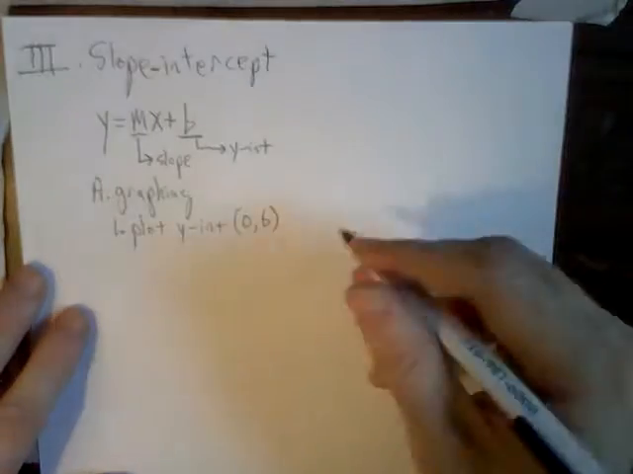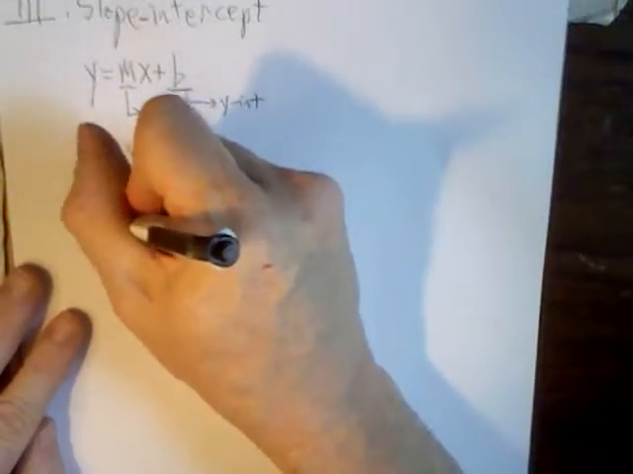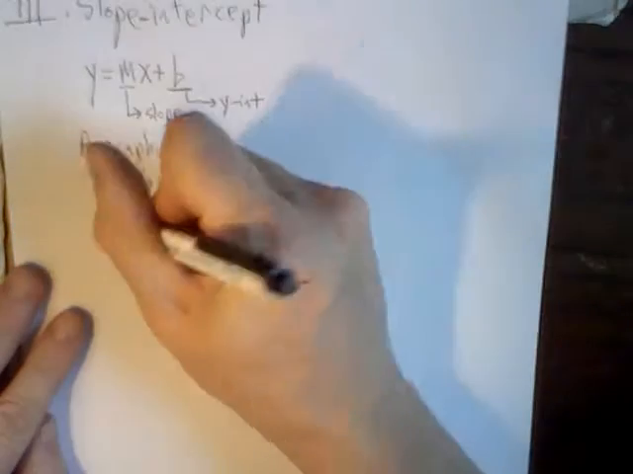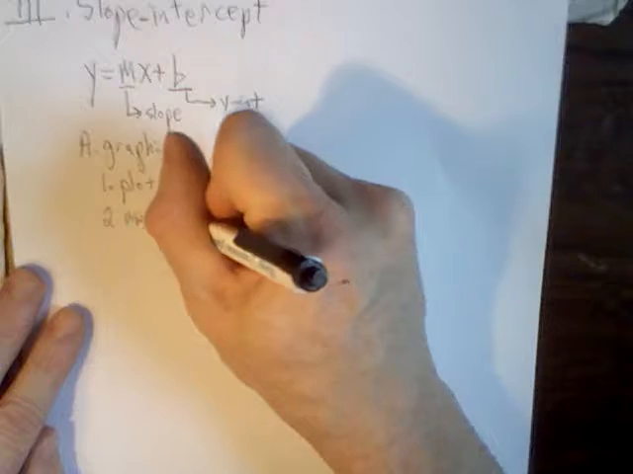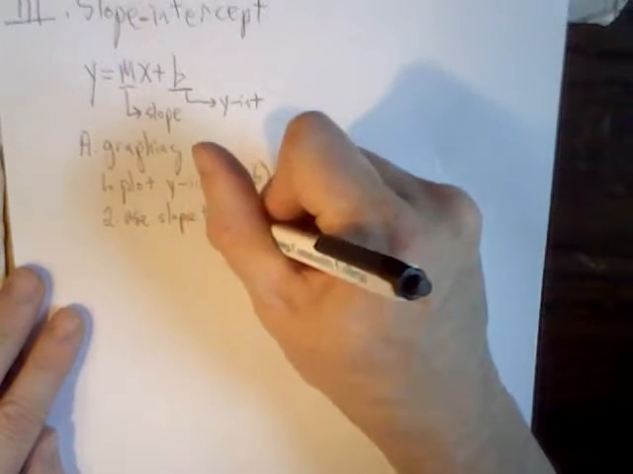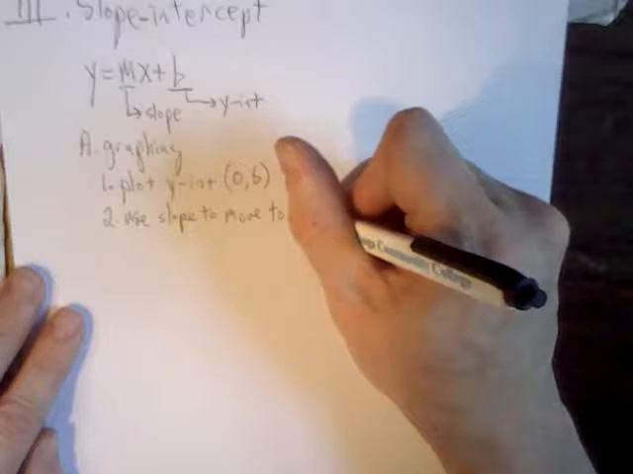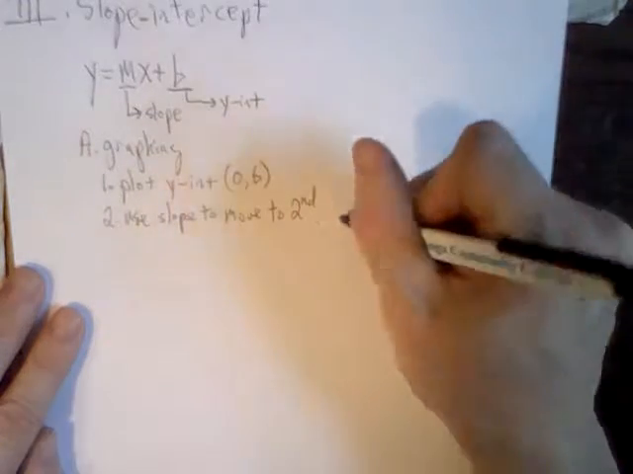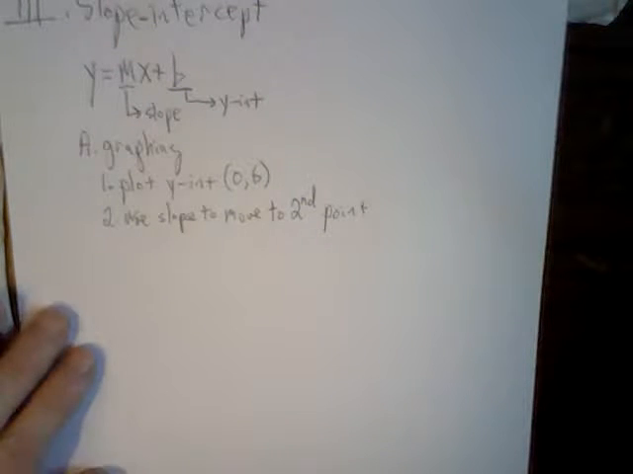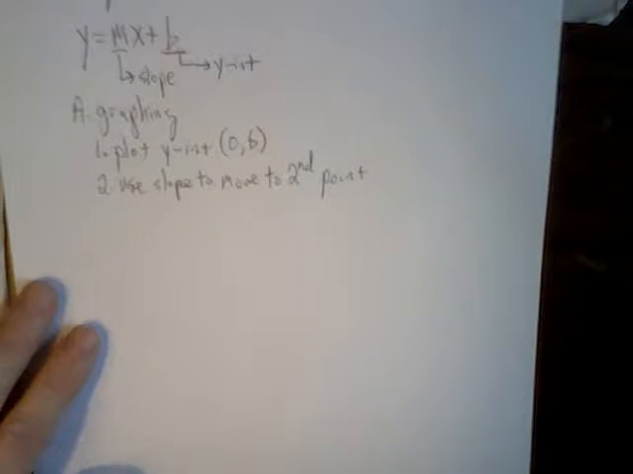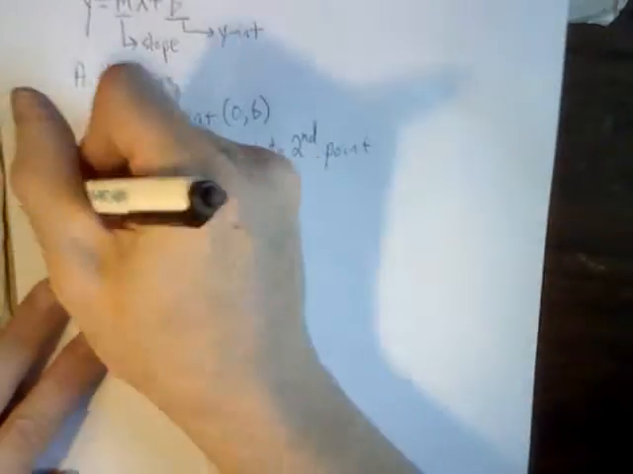And then secondly, you're going to use the slope to get your second point. So starting at that y-intercept, use the slope to move to your second point. Okay, and then finally connect your dots. All right. So let's take a look at a couple of these.